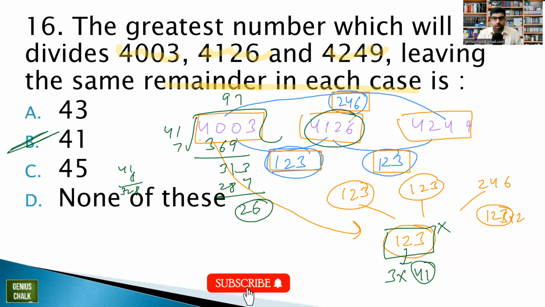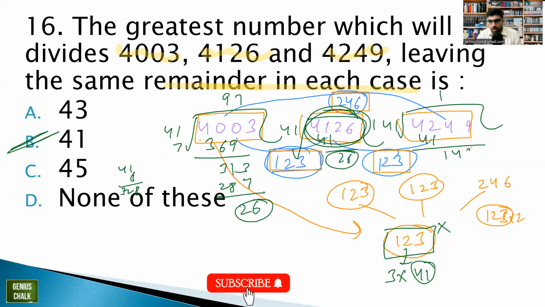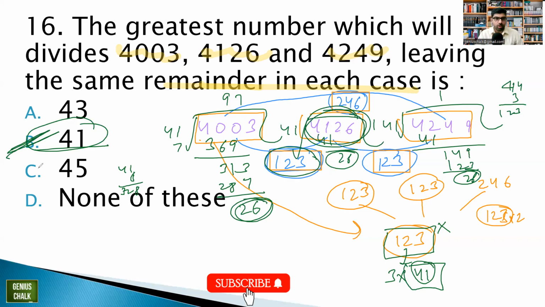13, 13. Yes. Now if you divide 4126 by 41, again 41 ones are 41, 26 is the remainder. You can see the remainder is the same. Even if you divide this also by 41, 149 will be there. Now 41, 3 ones are 3, so 123. Again, the remainder is 26. So you can see when I'm dividing these numbers by this 41, I'm getting the same remainder every time. That's my answer, 41, right? So 41 is my answer.